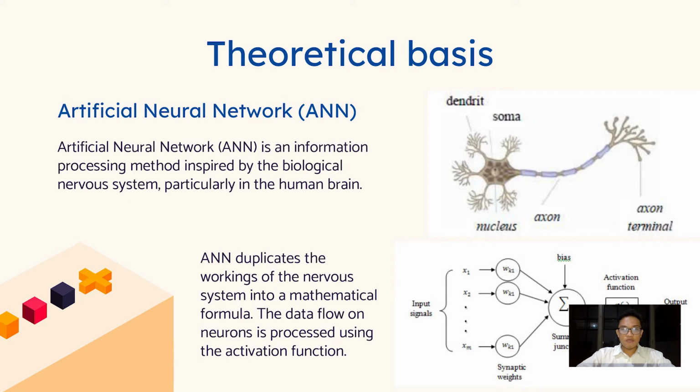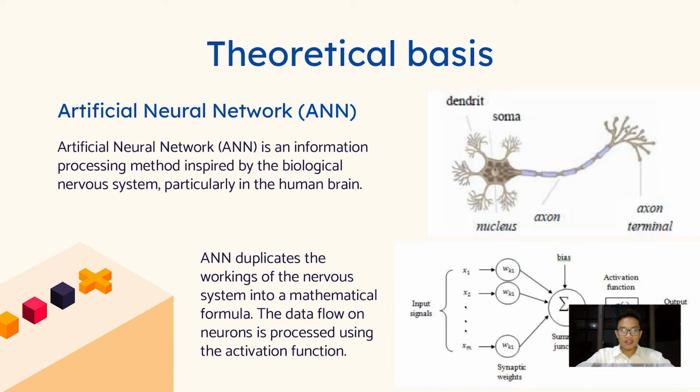Okay, let's move on to the theoretical basis. The first is about artificial neural network, or ANN. ANN is an information processing method inspired by the biological nervous system, particularly in the human brain. ANN duplicates the way the nervous system works into a mathematical formula. The data flow on a neuron is processed using the activation function.